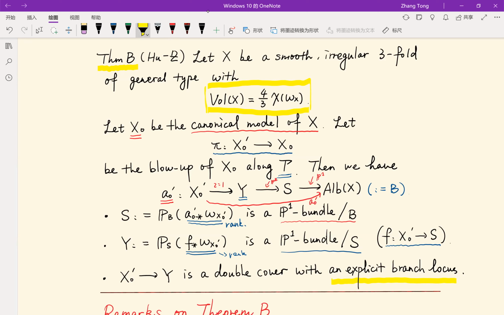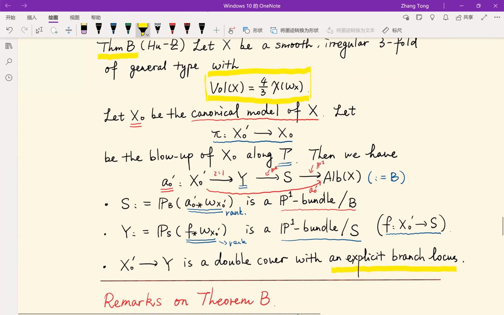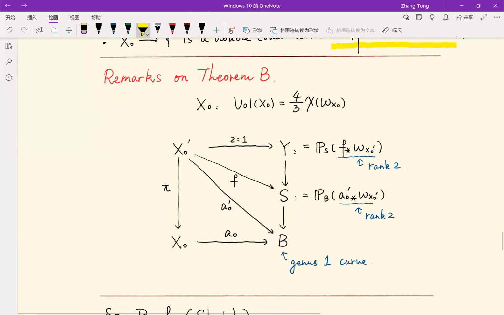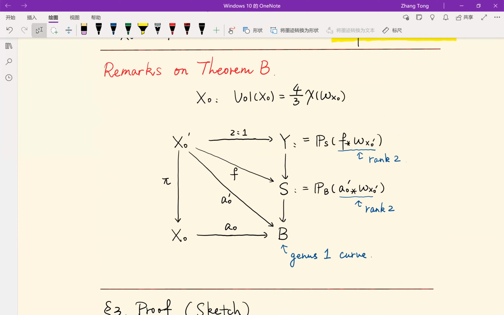But I just want to avoid some notations. Okay, and of course this is too long to understand. So in order for the audience to understand easily, maybe I draw a diagram. Okay, here. So it's a quick understanding of what theorem B said.